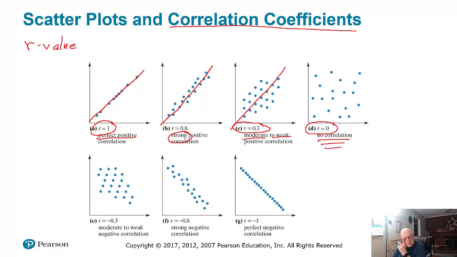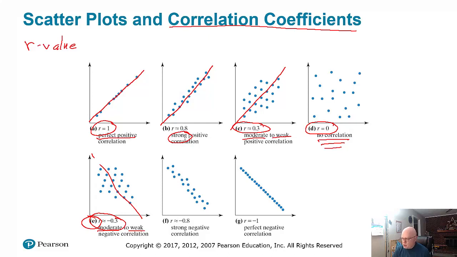Next, we'll take a look at a negative correlation. If you look at this next one, picture E, the trend is downward, but the points are tending to be further away from the line. So if it's negative, that means it's going downward, negative correlation, but it's only a 0.3 negative, then it's a moderate to weak negative correlation. Correlation is negative, but not very strong.